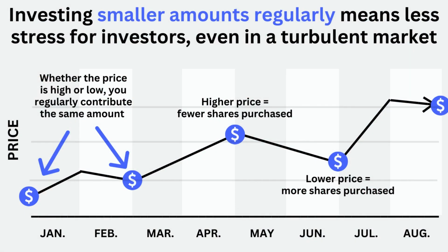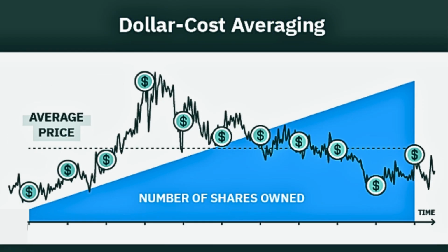Let's say you invest $100 every month. When the market is up, your $100 will buy fewer shares. But when the market is down, your money will buy more. Over time, this strategy could lower your average cost per share compared to what you would have paid if you bought all your shares at once when they were more expensive than the average.